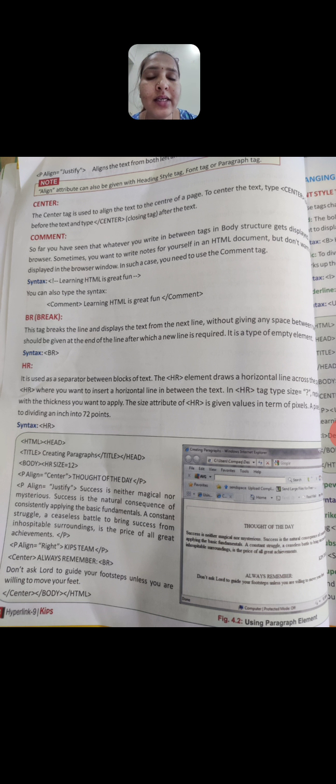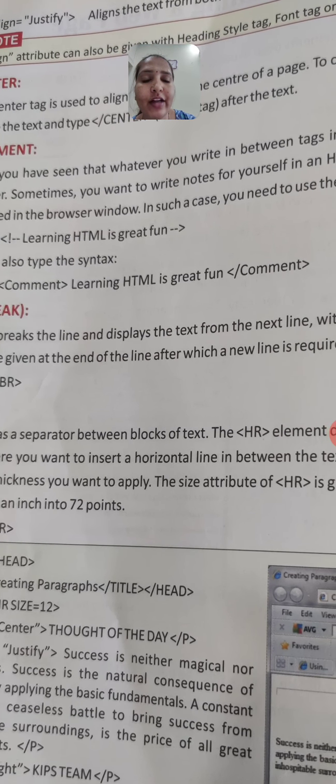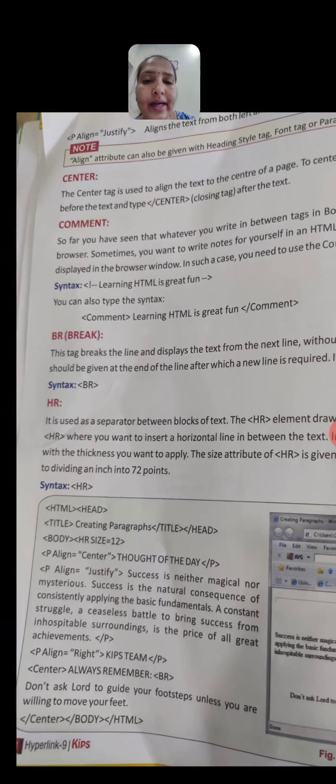Then we can move to the next tag, which we call center. If we want the statement in the center, we write a tag called center in angular brackets. Once we have written center, after that we write any statement, then close the center tag. The next tag is the comment tag. If you want to add any comments, we use a tag called comment. See here they have given comment, they write learning HTML is great, then they close the comment tag.